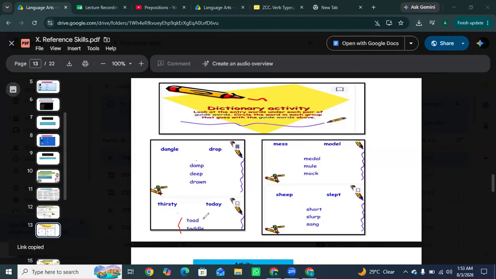The next one is mess and model. Medal, mule, and mock. Mock, only mock, falls between mess and model. Okay, the next one is sheep and slept. Short, slurp, sang. Short and slurp fall between sheep and slept.